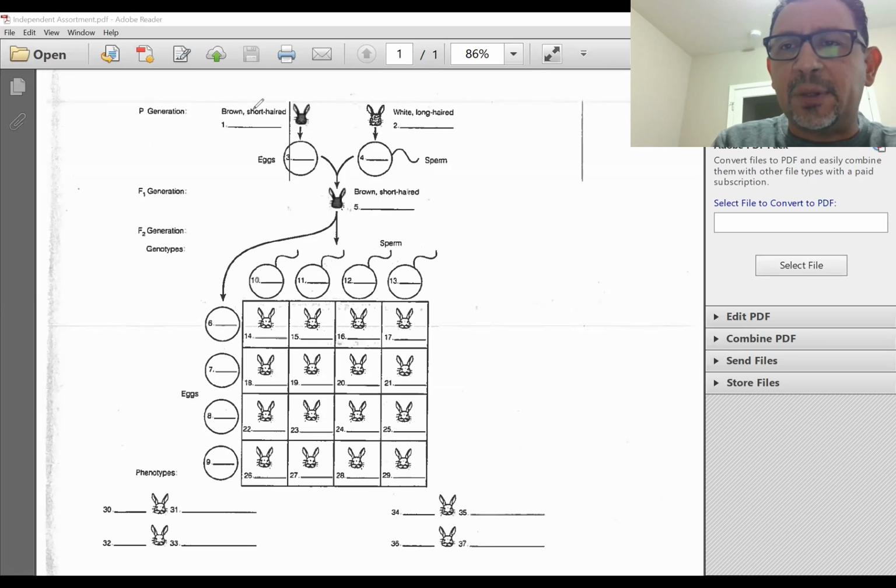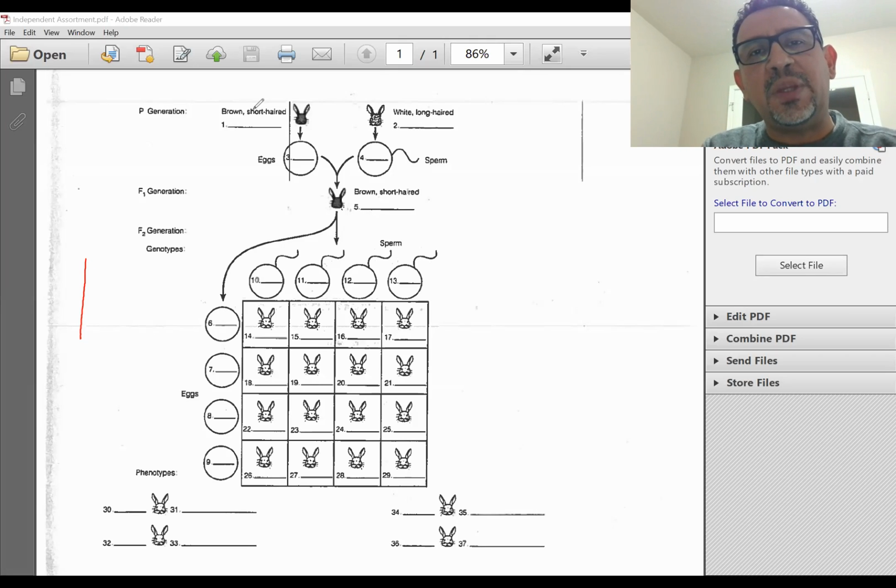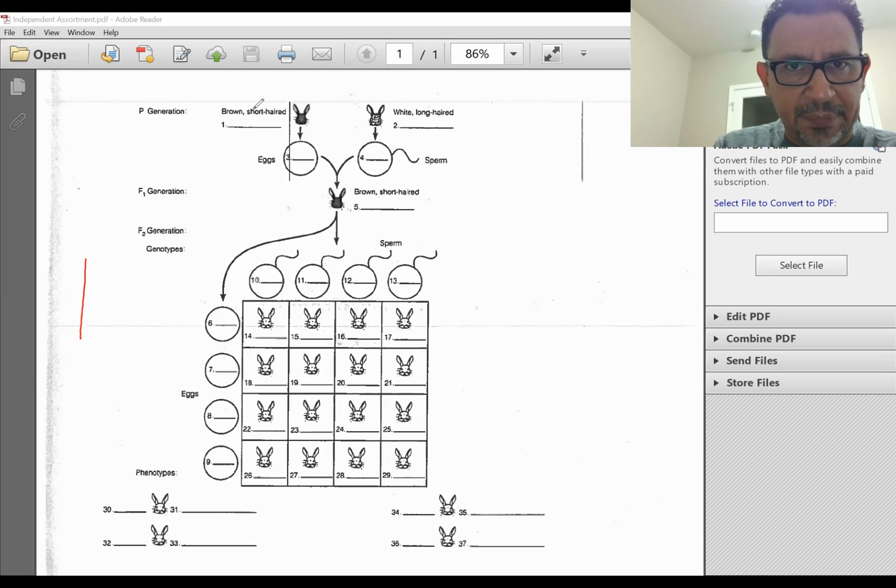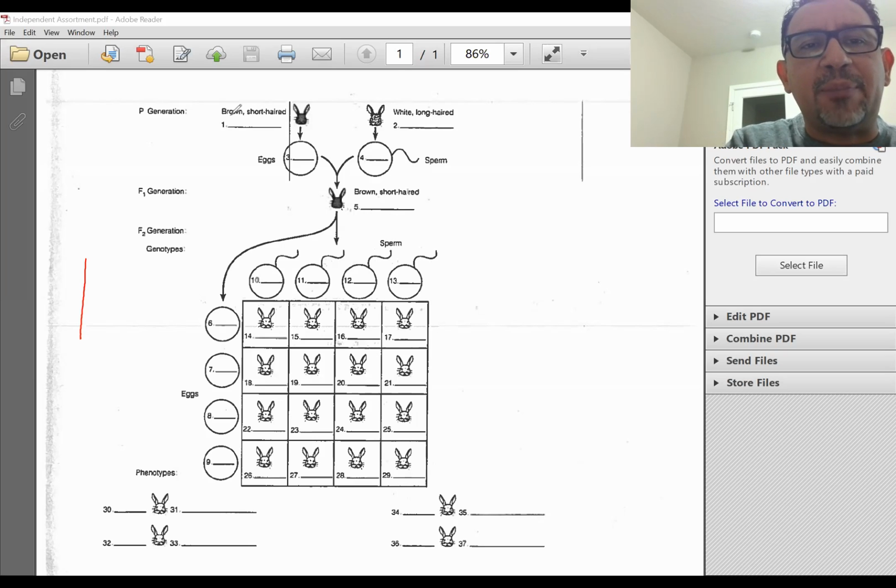In the previous description, we're told that brown is going to be a dominant characteristic, and that short hair is going to be a dominant characteristic. We're also told that white and long-haired are going to be recessive characteristics in this case. And so what are the genotypes of the parents? This is how you do it. For the genotypes, you have to remember that brown is dominant, and so we're going to put here 2 capital Bs.